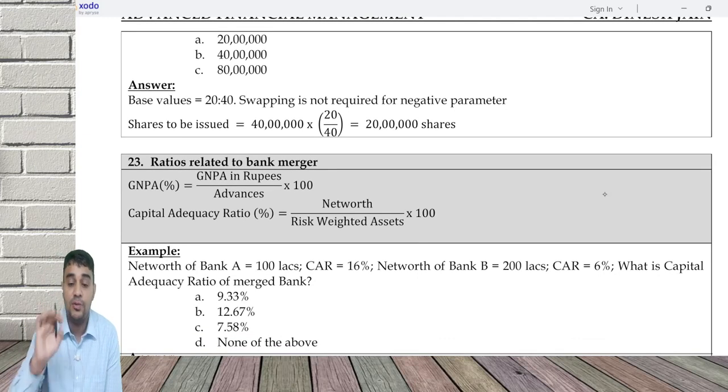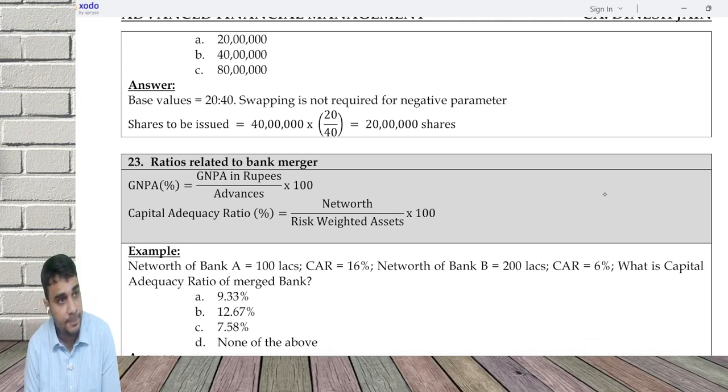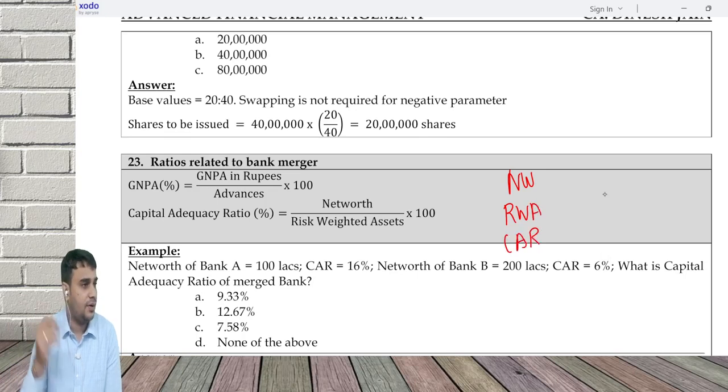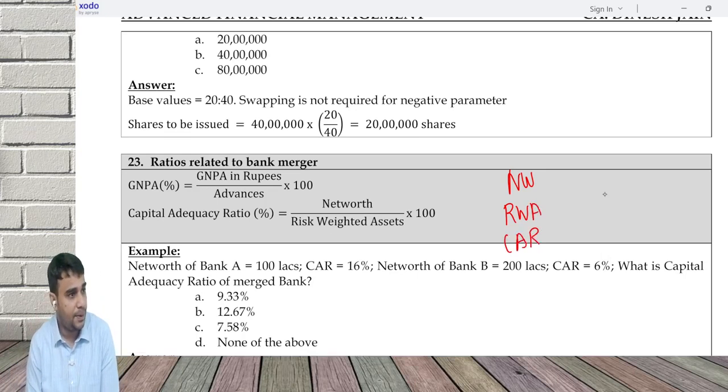Let's understand. Net worth of bank A is 100. Its capital adequacy ratio is 16. Net worth of bank B is 200. Capital adequacy ratio 6. What is the capital adequacy ratio of the merged bank? It will be somewhere between 16 and 6. So how do I calculate? Net worth, risk weighted assets and capital adequacy ratio.